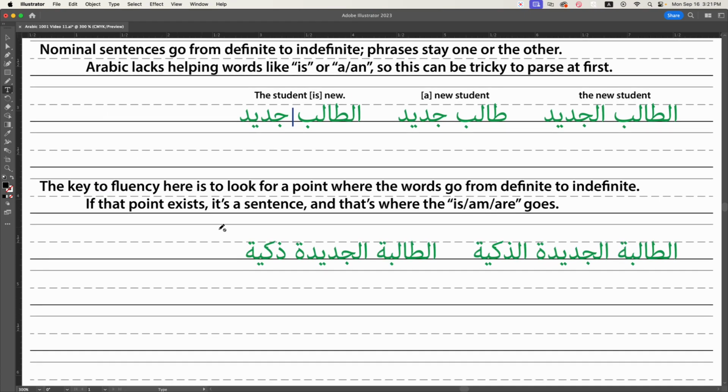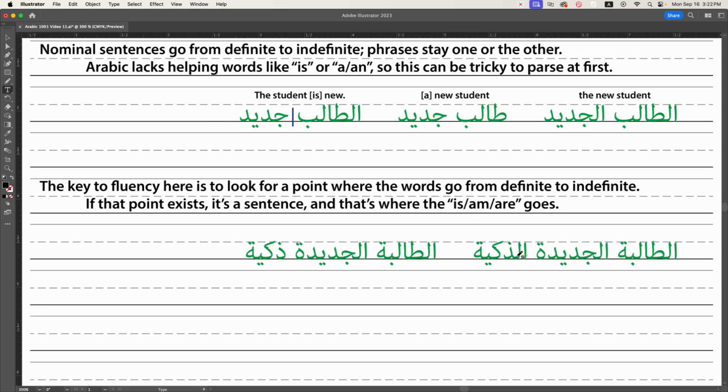So let's take a look at a couple of examples here. At-taliba al-jadida al-dhakiya, the student, the new, the smart. And of course, new and smart both have ta marbutas because they modify a feminine noun, the student. In English, we don't necessarily know what gender this student is, but in Arabic we do. So all three of these words are definite, and this is really easy to see with the alif lams. In subsequent videos, I'm going to show you a bunch of examples where they don't have alif lams, and it isn't nearly as obvious. But for right now, we're going to stick to the really simple things.